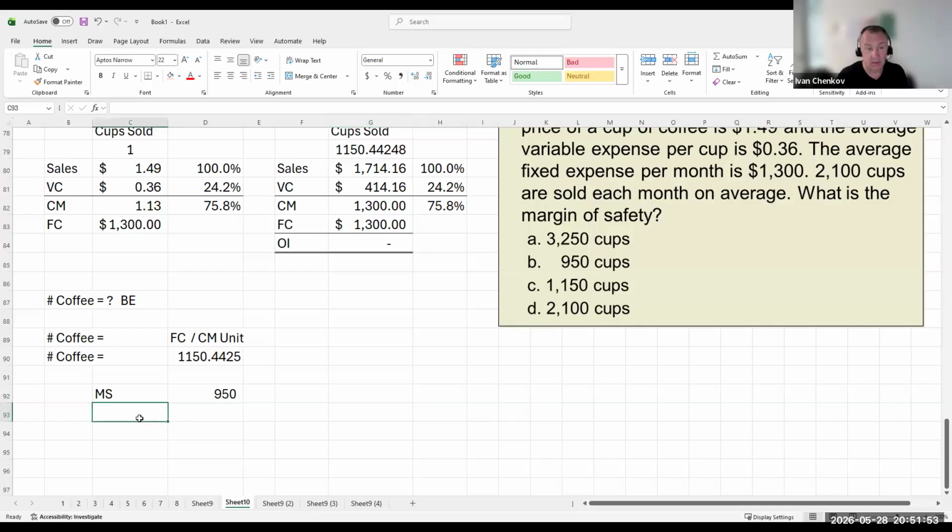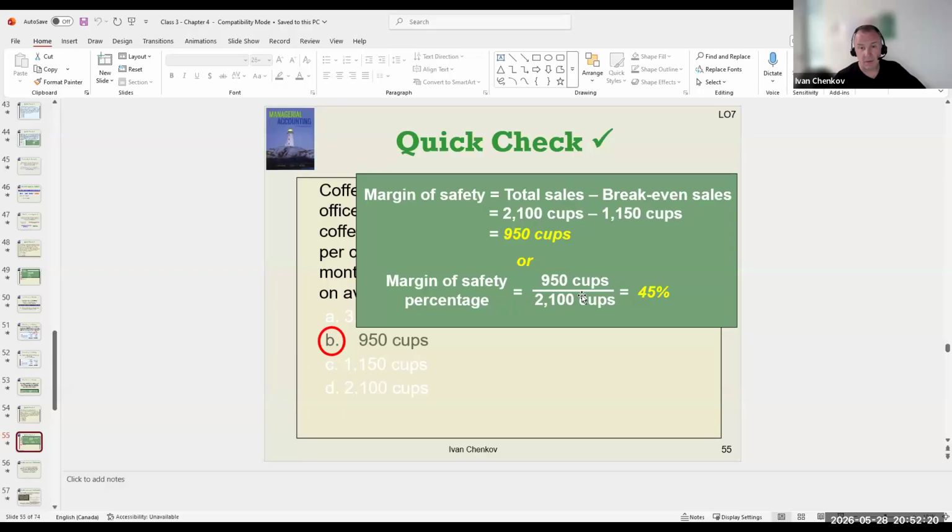As a percentage, we can easily calculate it. Margin of safety as a percentage is going to be equal to 950 divided by 2,100, or my margin of safety is 45%. Let's go back to slides. So again, my margin of safety is 950 cups, or as a percentage, 45%.